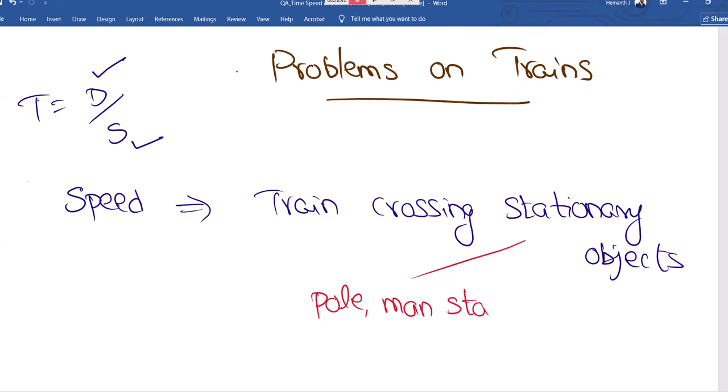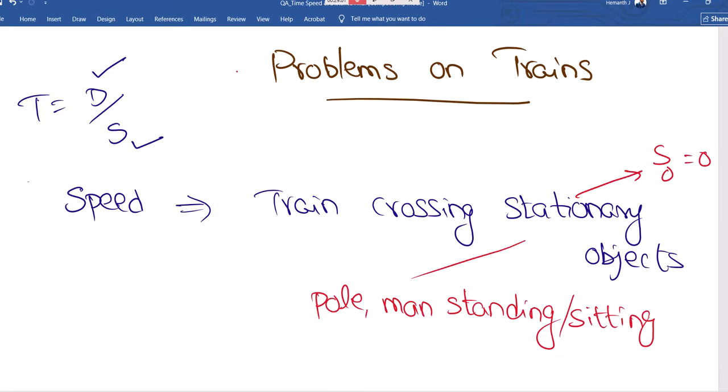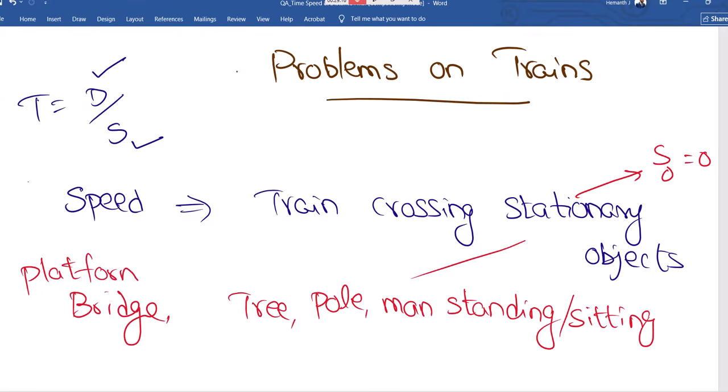Man means generally man or woman, whatever it may be, a living being; we have to consider that it can move. But that's why they are clearly mentioning man standing. If a man is standing or sitting, then it's a stationary object. Speed is zero. Stationary object here means the speed of that object is zero. When a train is crossing a pole, tree, bridge, platform, or a man standing or sitting.